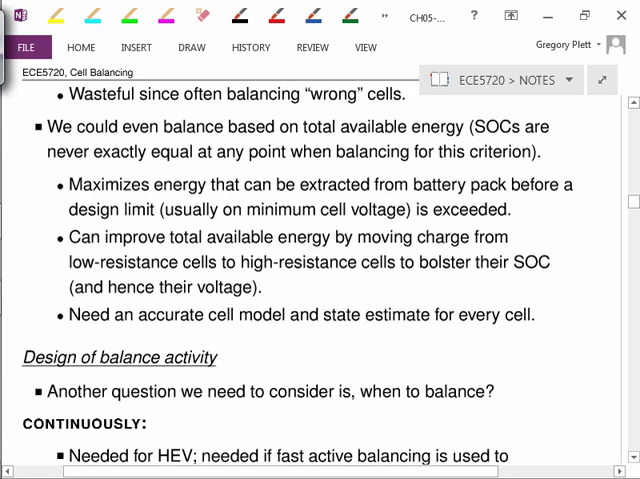We could even balance based on the total available energy. Total available energy is an interesting quantity. It's not the total energy in the battery pack. That's different. The total energy we saw back in Chapter 1 said that if I extract every electron, if you will, out of this battery pack before I get to a minimum state of charge limit for all my cells, that's how much energy I could get out. Available energy says this is how much energy I can get out while still meeting my design criteria. And my design criteria usually have a power requirement as well.